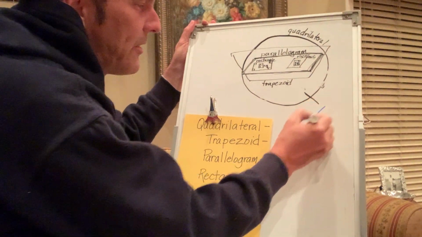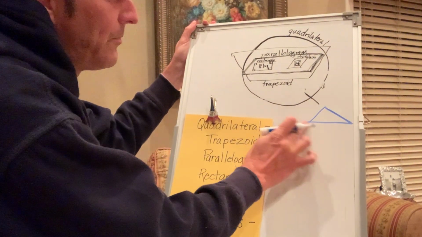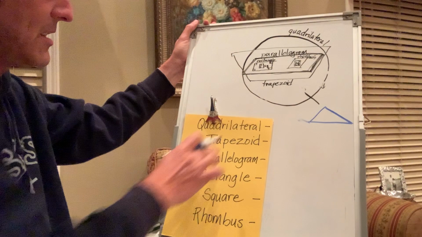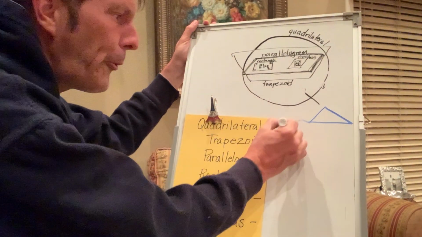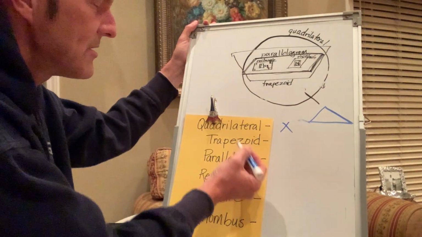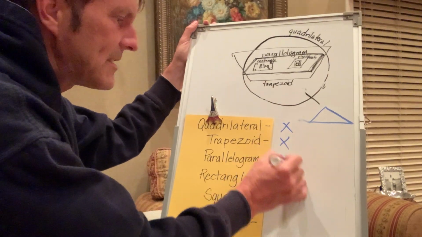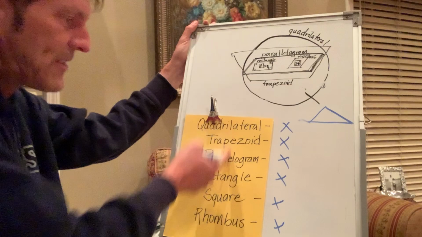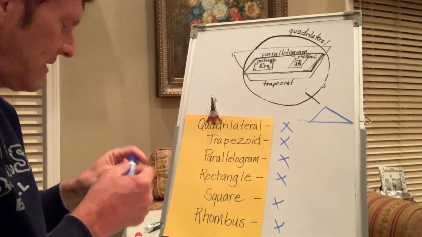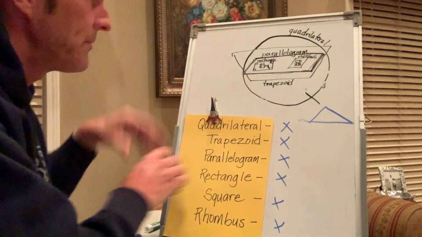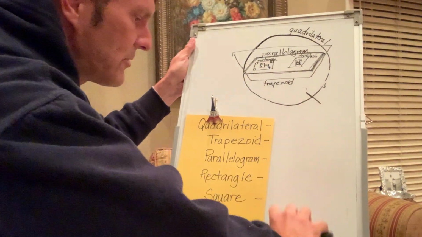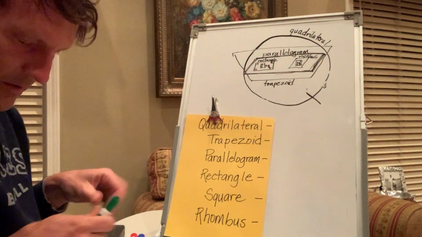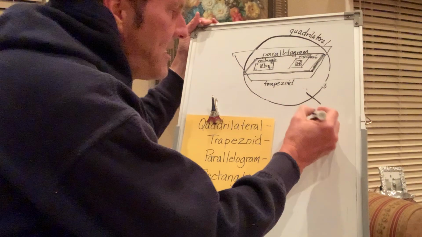If you had a shape like this, is it a quadrilateral? No, because it's a triangle. Is it a trapezoid? No, it can't be any of these because these are quadrilaterals. They have to have 4 sides. That only has 3 sides and 3 angles, called a triangle. All right, what about this shape?